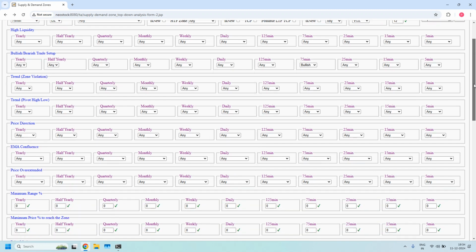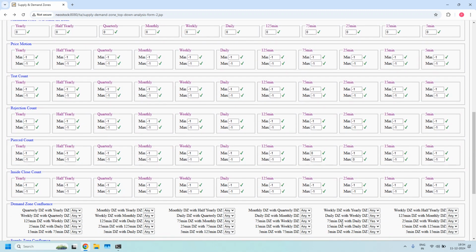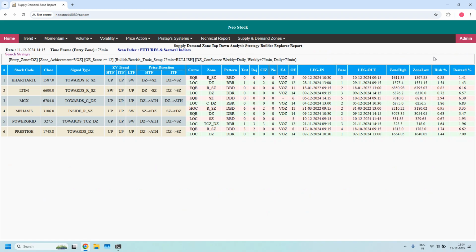Now for LTF, ITF, HTF demand zone confluence, we need to set 3 filters. First filter is already enabled, 75 with daily. Next 75 with weekly demand zone confluence. Next daily with weekly demand zone confluence. With all the 3 filters, we got 6 stocks. In all these 6 stocks, these 75 minutes entry demand zones are part of the daily demand zone. Both together again part of the weekly demand zone.